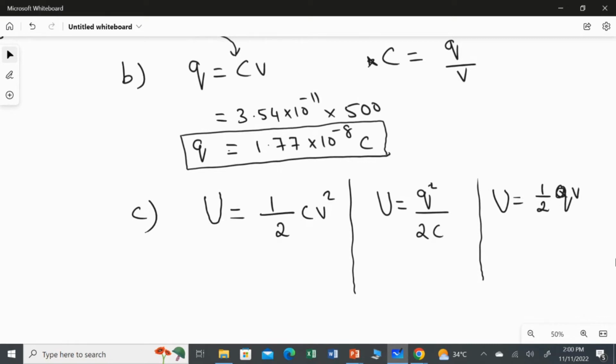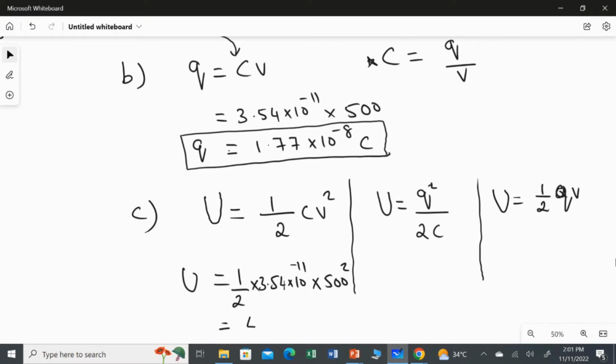Let's start with the first equation. What is the answer? U is equal to half multiplied by the capacitance we got in the first part as 3.54, am I right? So 3.54 multiplied by 10 power minus 11, and the volt is 500, am I right? So that means 500 square. We will just go one by one, but anyhow we are going to get the same answer. So in the exam you can use any one of these rules. Okay, so what's the answer? 1 over 2 multiplied by 3.54 times 10 power minus 11 multiplied by 500 square. So we got the answer as 4.425. So better I write 4.43.